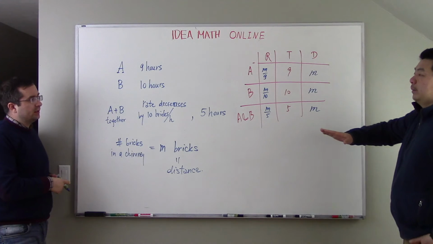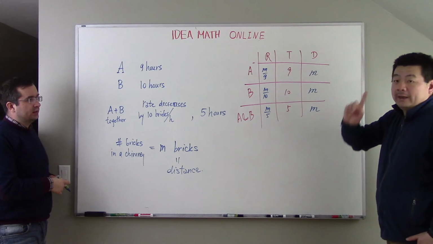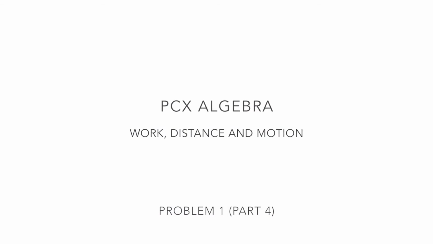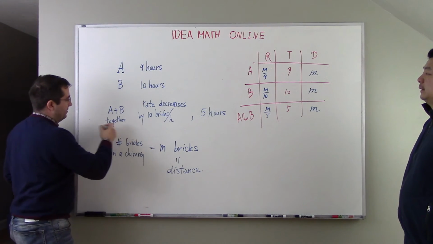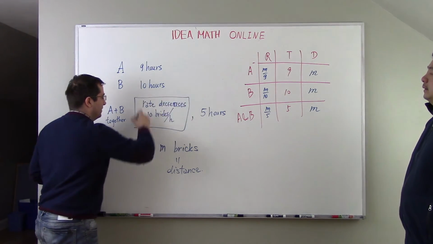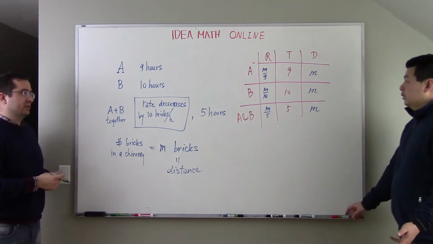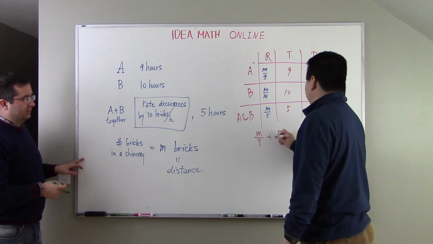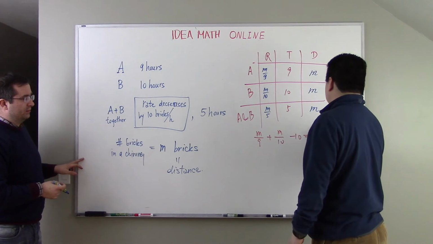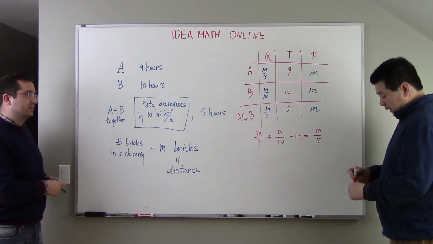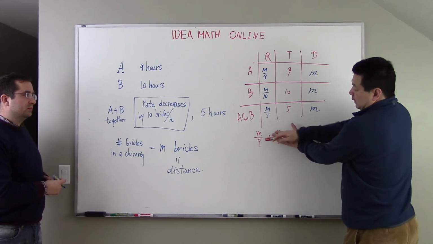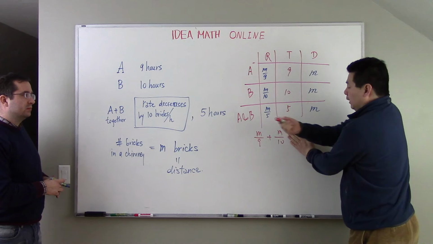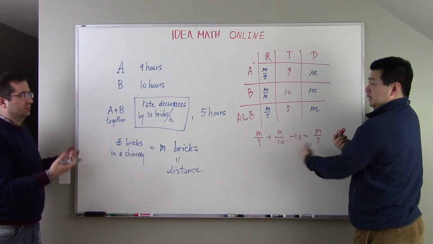This is purely from this table. Now there's only one condition we have not used: the rate when they work together is different from the pure sum. So the rate equation becomes m over 9 plus m over 10 minus 10 is equal to m over 5. Because if they don't talk, working on their own they will be this fast, but somehow they talk, and they lose 10 more.